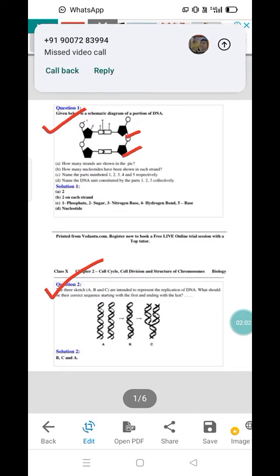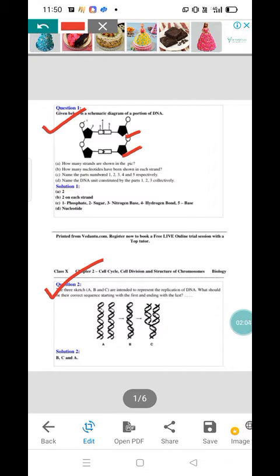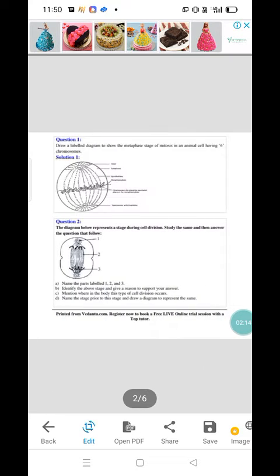Next, part D, name the DNA unit constituted by the parts 1, 2, 3 collectively. So it will be nucleotide. So like this way, students, you have to answer all the questions. Other diagrammatic questions, like the replication and cell division, have been discussed here.